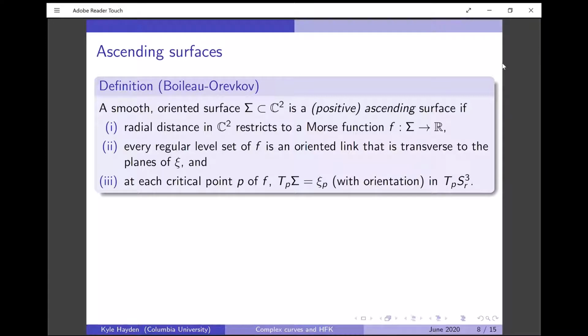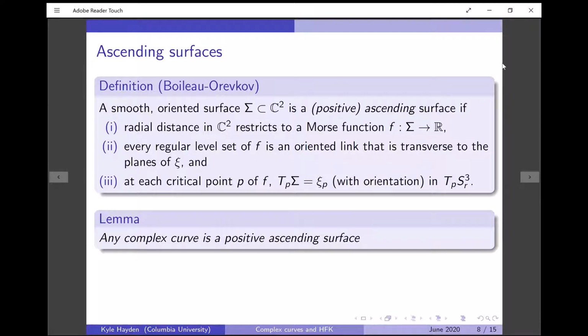So the thing which ties this definition into our broader question is the following lemma, which is that indeed any complex curve is a positive ascending surface, with the one caveat that we might need to do a slight perturbation first. So the only reason we need to do a perturbation is to ensure that the restriction of the radial distance function is Morse. But this can always be achieved by an affine complex translation. Okay, because this sort of fits into the details, I'm not going to go through the proof, but I will put it up on the screen in case you want to pause and read through it for the moment.